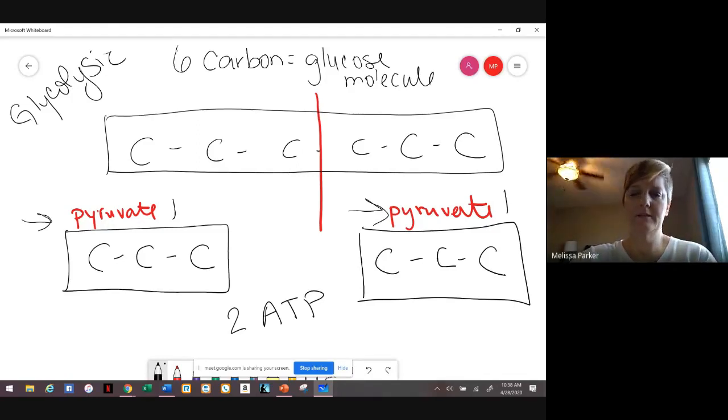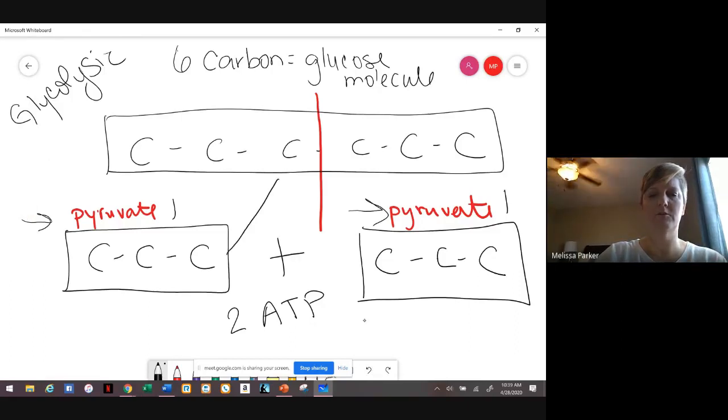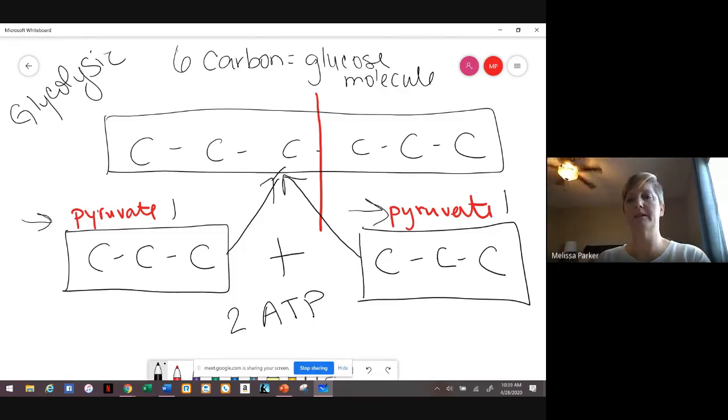Okay. And we also are going to learn that we can go this direction where we take the 6-carbon chain glucose and we create 2 pyruvates, but I can also take these together, these 2 pyruvates, and I can also make a glucose. So when they say it's reversible, that means you could start with a glucose and then get 2 pyruvates, or you can take 2 pyruvates and you can make a glucose. That's what they mean by reversible.